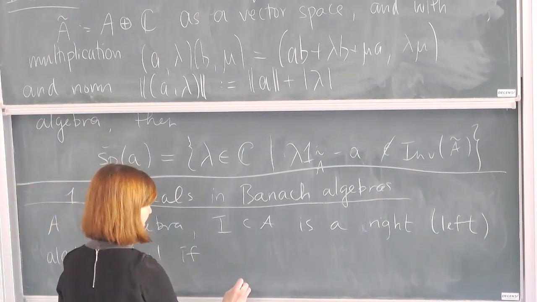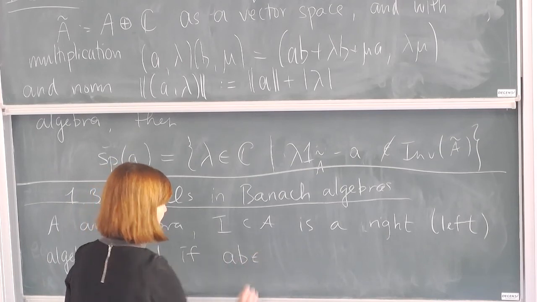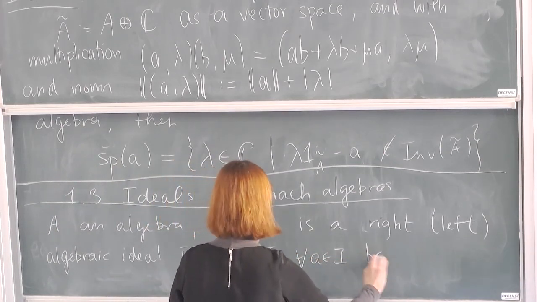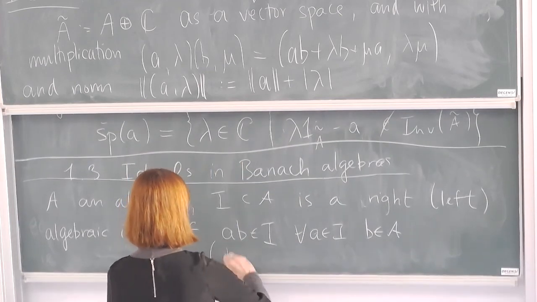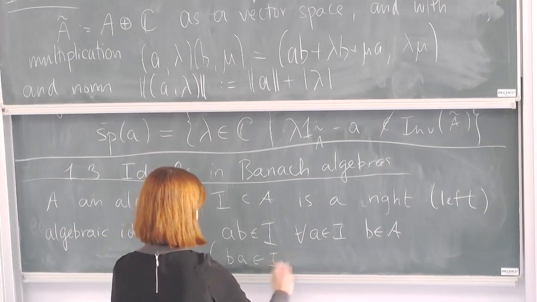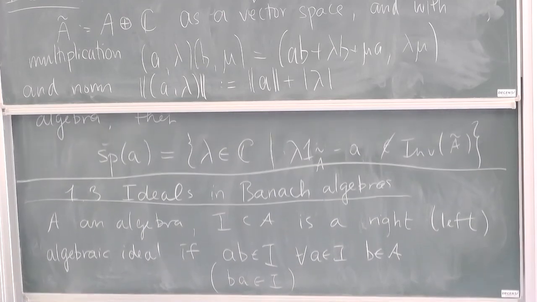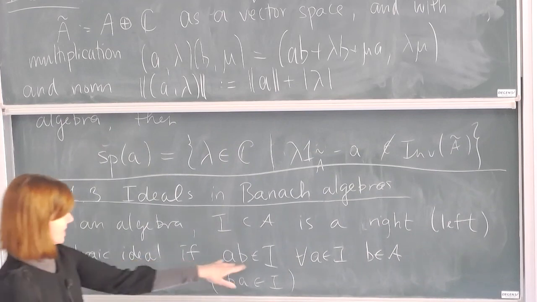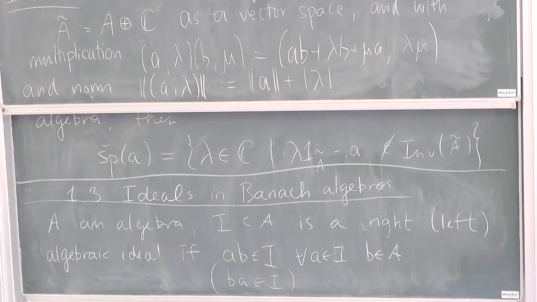So we want, am I going to get this in the wrong direction? ab is in I for every a in I and b in A should be multiplication on the right, and then to the left, we just want it the other way around. And if I say an algebraic ideal, then I always mean an algebraic ideal that's both a right and a left ideal. So normally we'll want to consider two-sided ideals.